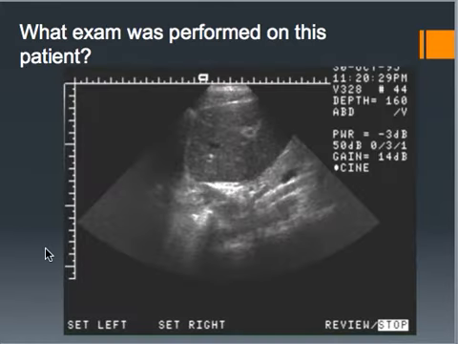What exam was performed on this patient? This is an ultrasound, right? But it's hard to kind of tell what it is, but this is an abdomen ultrasound. So they're looking at the organs in the abdomen. And actually it says it right here, a little cheat, ABD for abdomen.